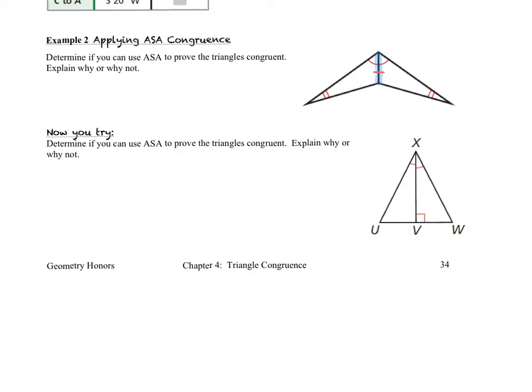For ASA, I have my angle, let me highlight this, my angle that they gave me that's congruent to the other angle, and this angle is congruent to this angle, but I don't have an included side. That's what's missing, is this included side. I do not know that those are congruent to each other, and that's the problem. So determine if you can use ASA. I cannot. I'm missing a congruent included side.